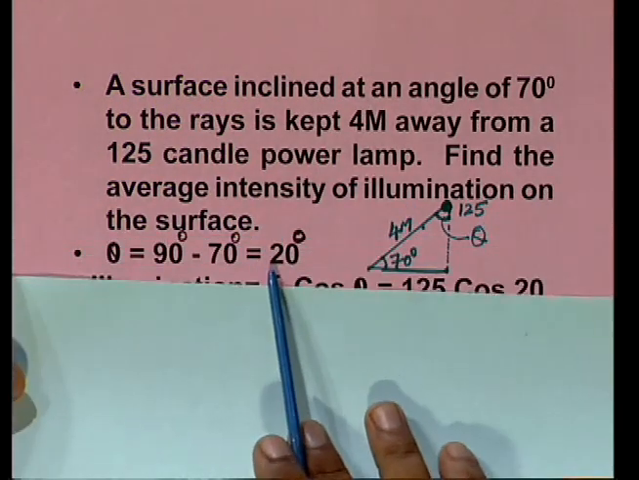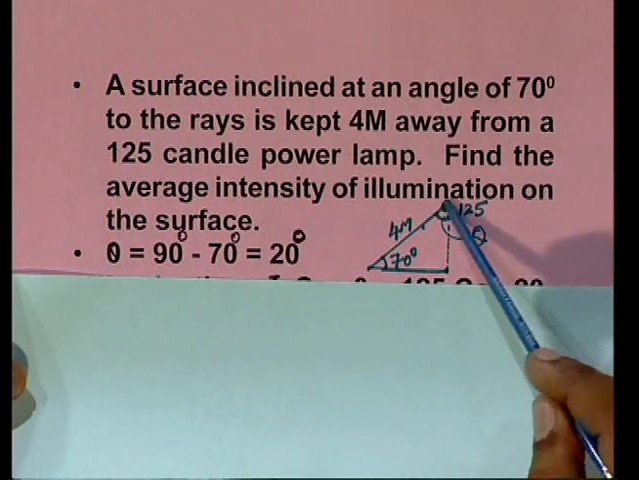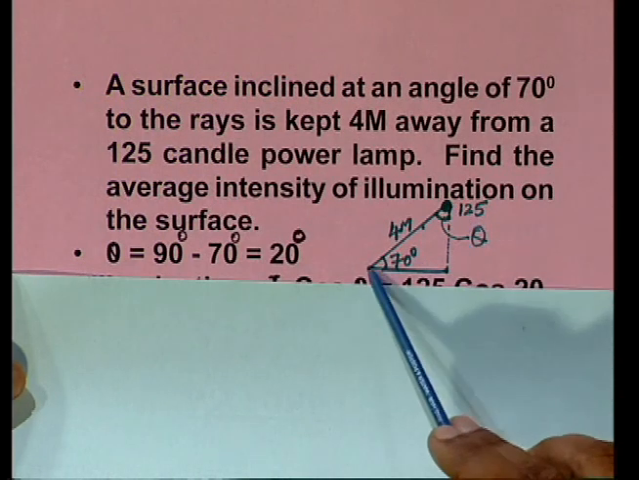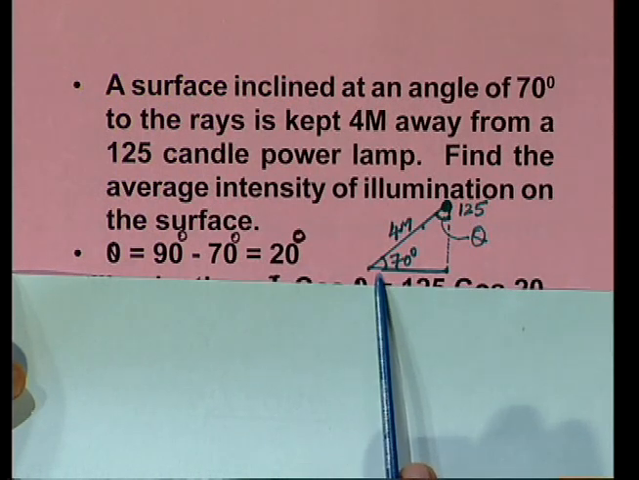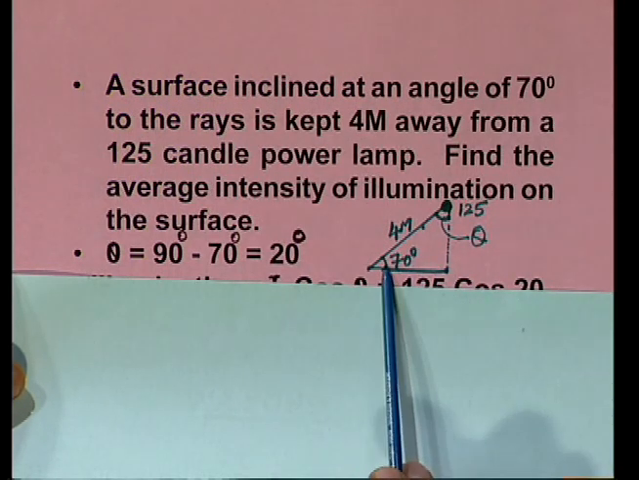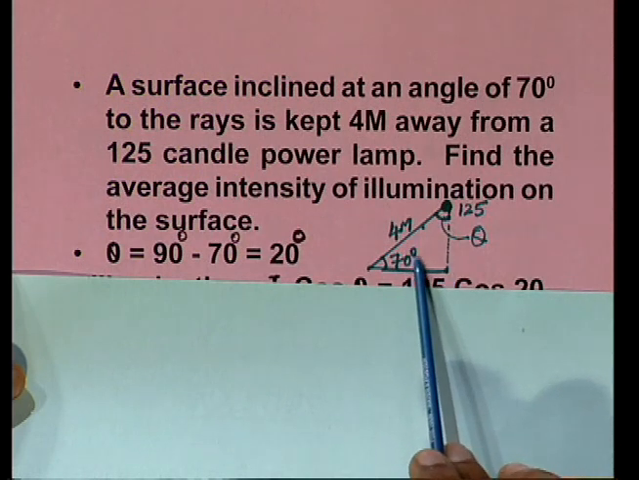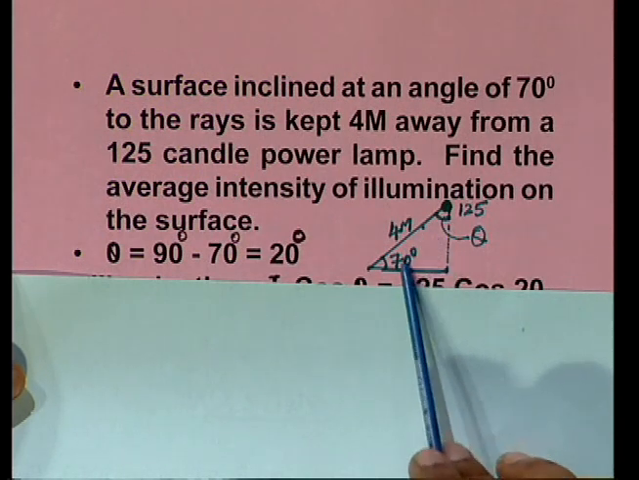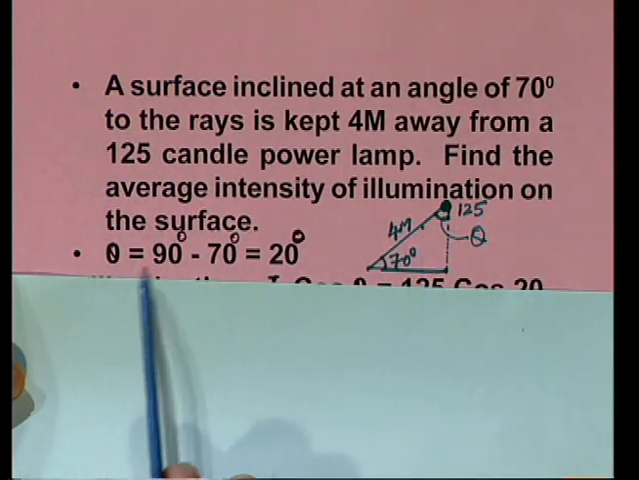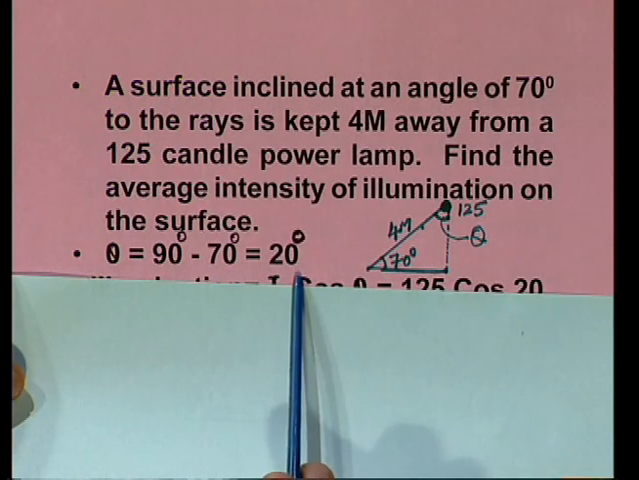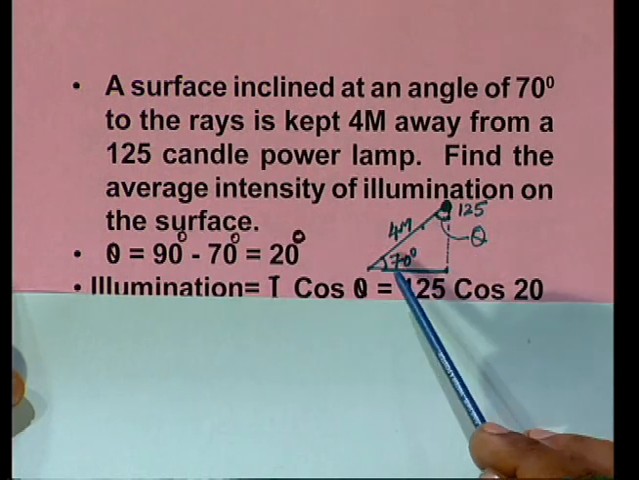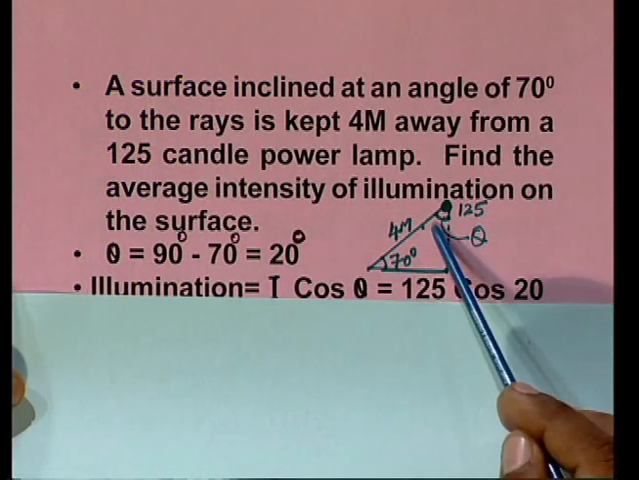So, here you can see the figure. This is your point source mounted here, 4 meters away, making an angle of 70 degrees. If you draw the vertical line, this makes 90 degrees, this is 90, 70. So, this must be 20, because the total of the angles in the triangle is 180 degrees. Therefore, theta equals 90 degrees minus 70 degrees equals 20 degrees.